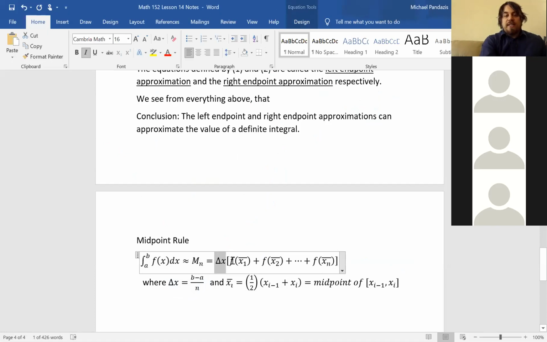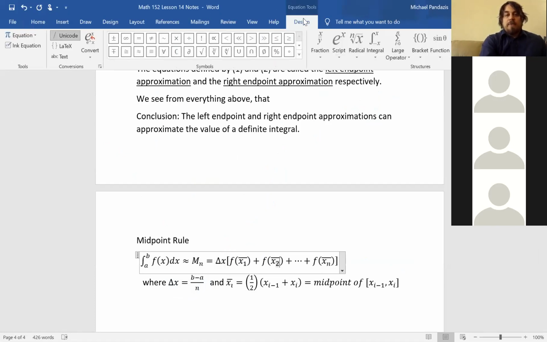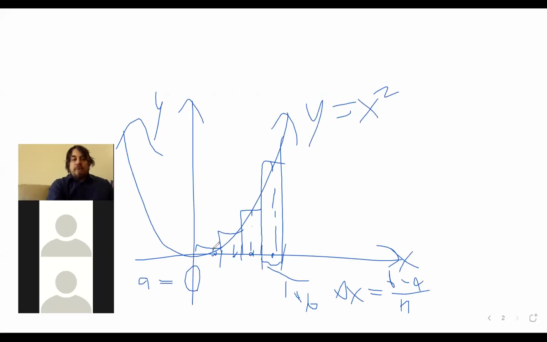And then each of these is the height. So x sub 1 bar, f of x sub 1 bar would be, so x sub 1 bar would be the point on the x-axis that's the midpoint of the first subinterval. X sub 2 bar would be the midpoint of the second interval. X sub 3 bar would be the midpoint of the third. X sub 4 bar would be the midpoint of the fourth.